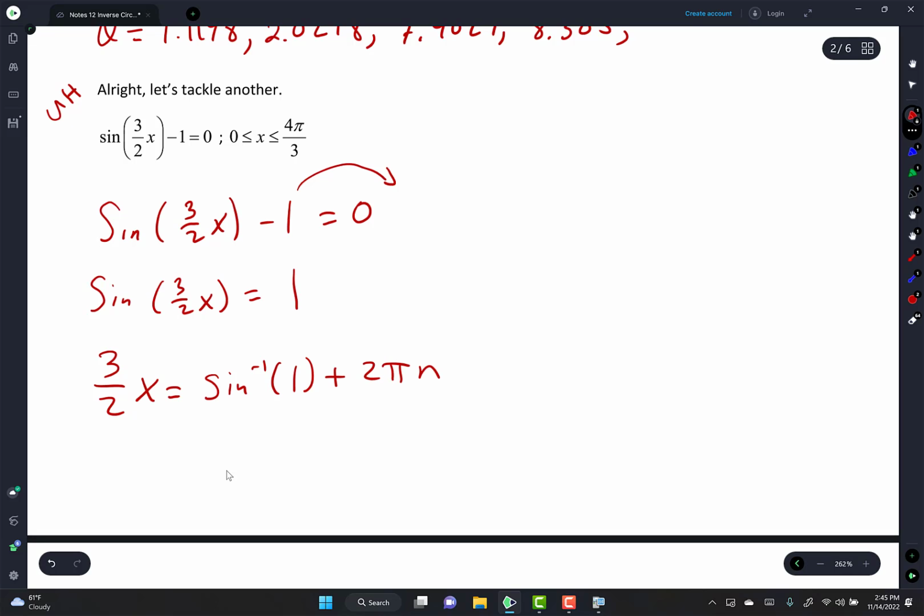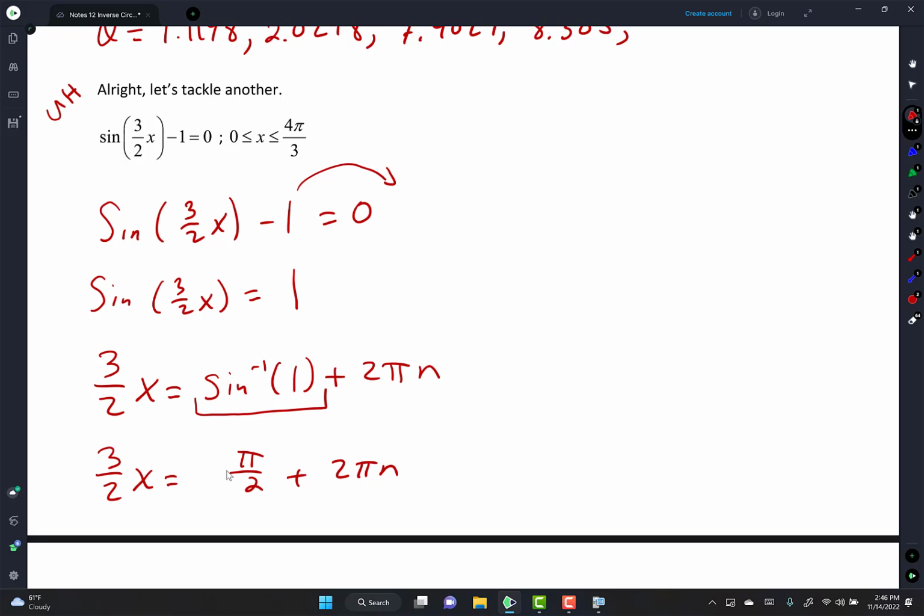You don't have a calculator, remember. There's the math contest. You're in Houston taking this test on your own. You know this part right here. There's only one answer. This is not going to have two equations. It's just going to have one. What is the only radian where sine is 1? There's only one. It's right smack on the y-axis. What's that radian? Pi over 2. So you're going to write 3/2 x equals pi over 2 plus 2 pi n. Are we still okay?